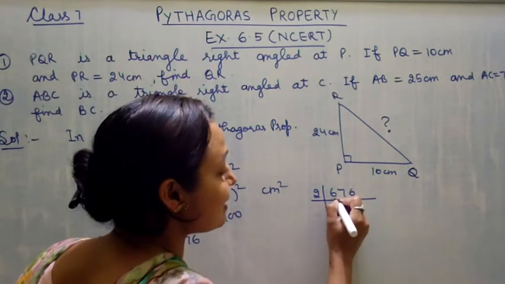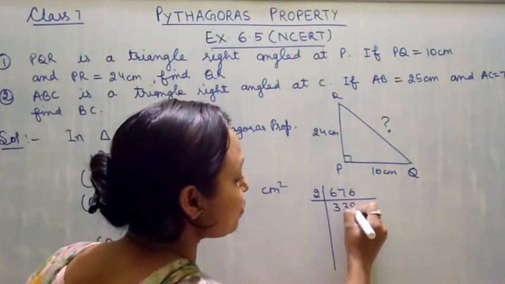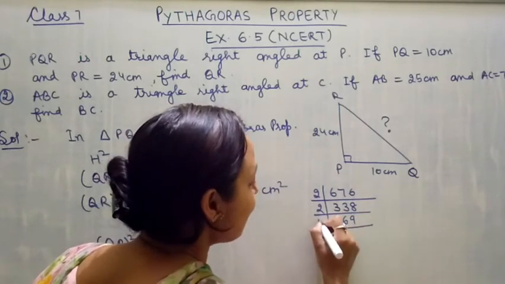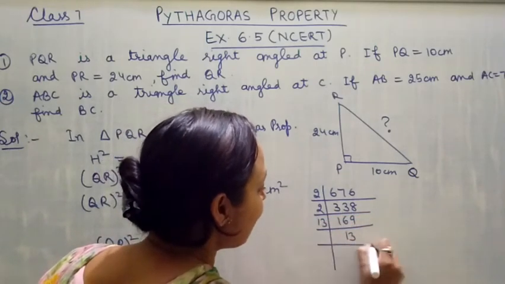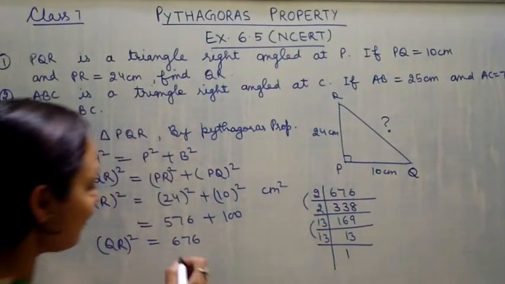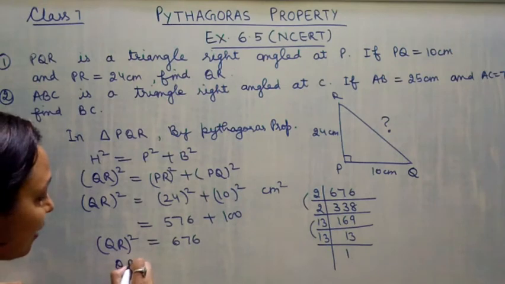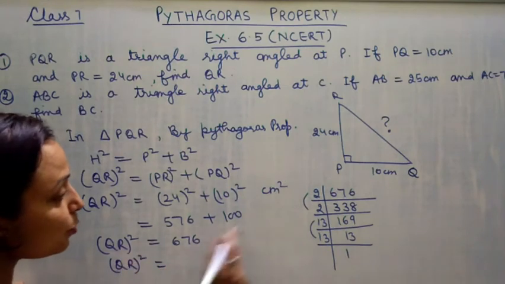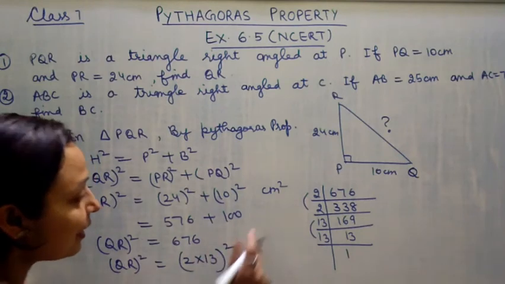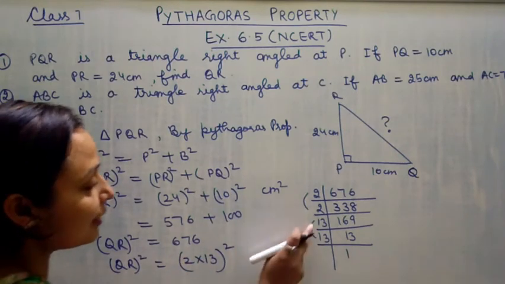I will divide it by 2 by making the factors. 2 3s are 6, 2 6s are 12, 2 13s are 26, 13 13s are 169. So I have these pairs. So I will write QR whole square is equals to 2 into 13, whole square. This 2 is 2 times, 13 is 2 times.